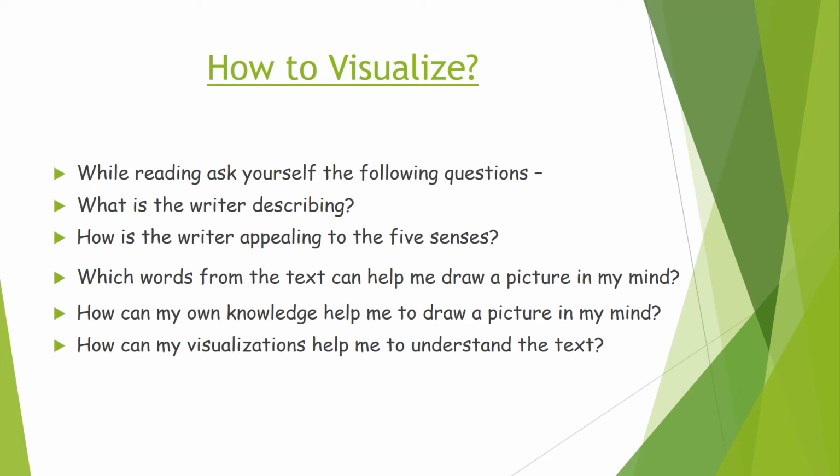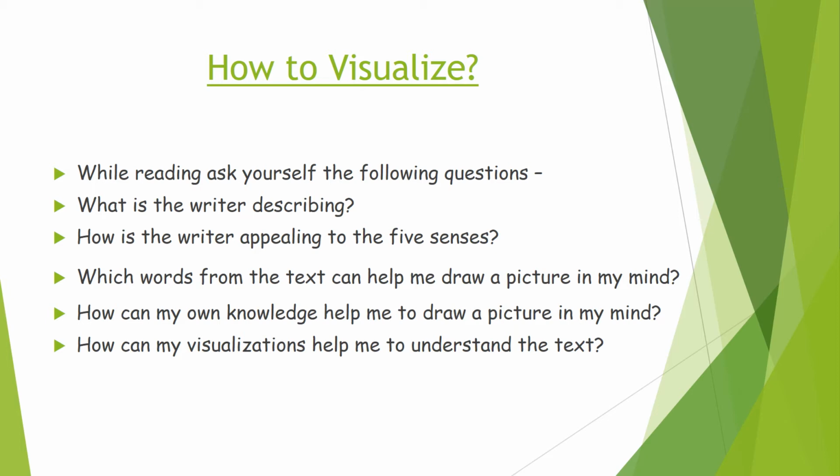So, while you're reading the passage, you need to understand and know what the writer is trying to appeal to. Is it appealing to my sense of smelling, my hearing? Which words from the text can help me draw a picture in my mind? For example, muddy, brown, rain, pool of water. These words help me to draw a picture, to imagine a picture in my mind.